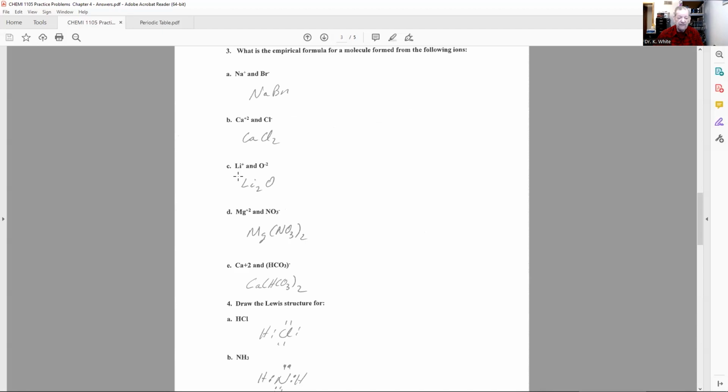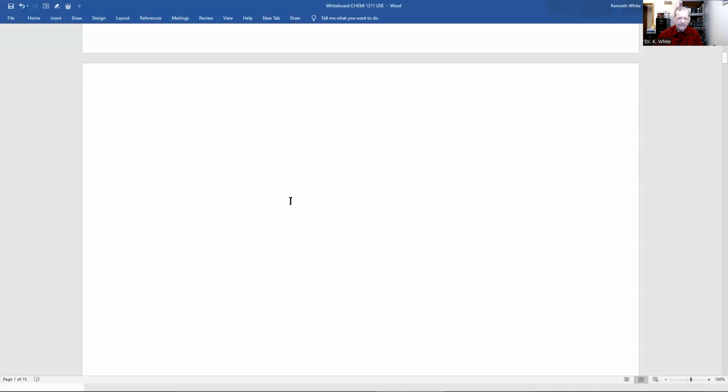Oh, let's do another one. Let's do lithium plus oxygen -2. And the question is, what's the empirical formula for a molecule with these ions? Well, lithium is a +1, oxygen is a -2.